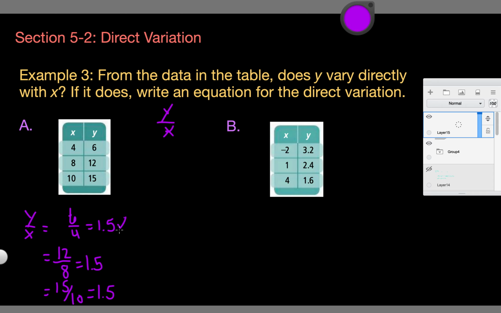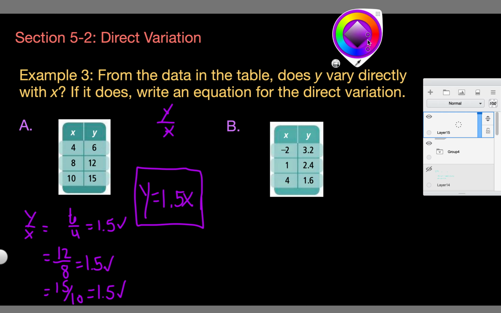So if we notice, these are all the same, which means that it is a direct variation, which means that my equation is y equals kx. K is 1.5, and x stays as it is. Okay? So we're going to take this now over to the right-hand side for b, and we're going to do the same thing.